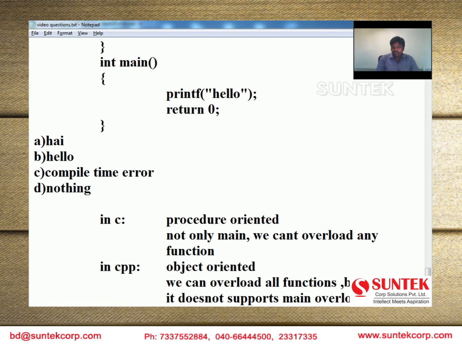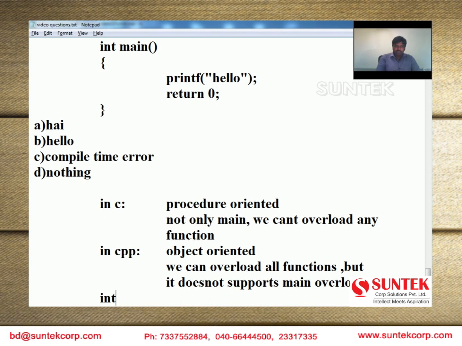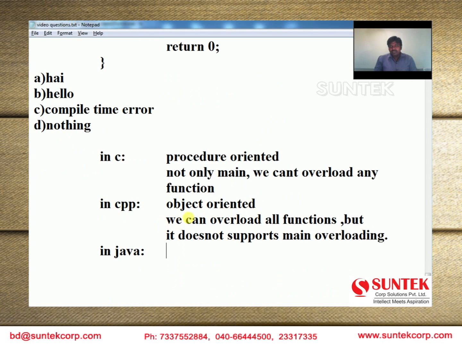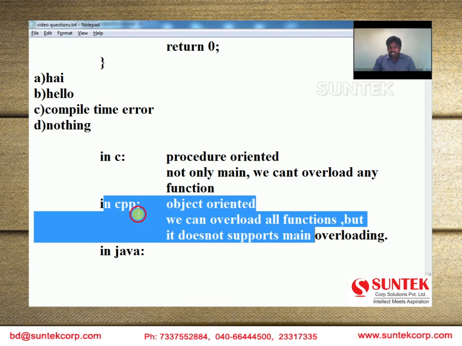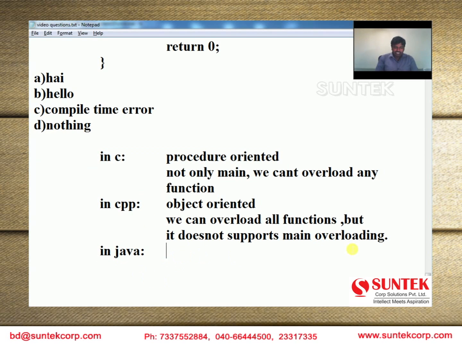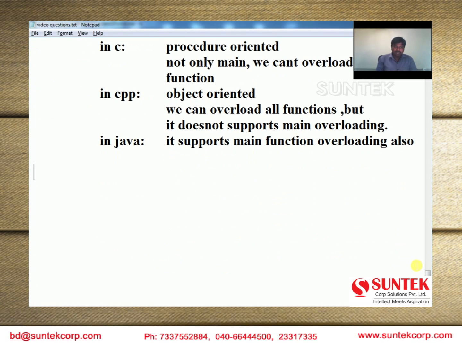Okay, if it is Java, program execution starts with the main function. In C also the main function, in C++ also the main function. C doesn't support function overloading, it's an error. C++ supports all function overloading except main. In Java, it supports main function overloading also. Okay, we can overload the main function also. But if you write two main functions, which function will be executed?